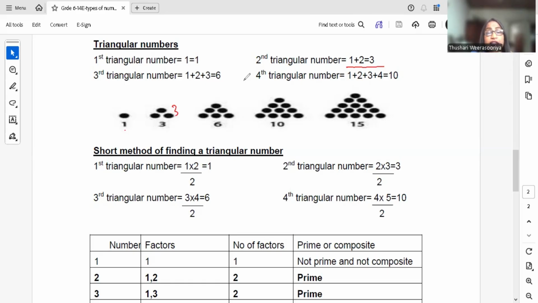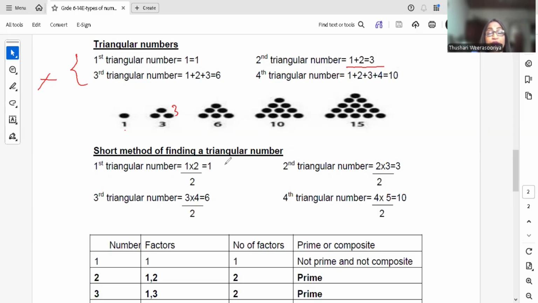But when it comes to triangular numbers, it's not like square numbers. Square numbers, what is the 100th square number? 100 into 100. Very easy. But when it comes to triangular numbers, this method is not a good method to find. Right? To find the 100th triangular number is difficult. So, we have a short method to find the triangular numbers. Another way. This is the first way.